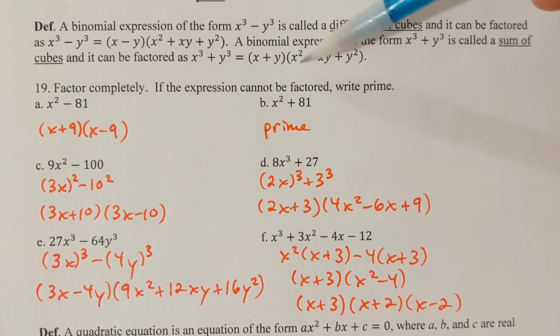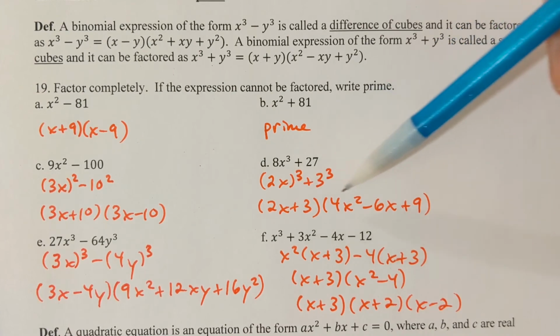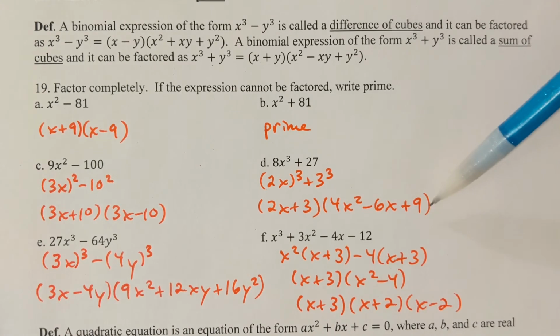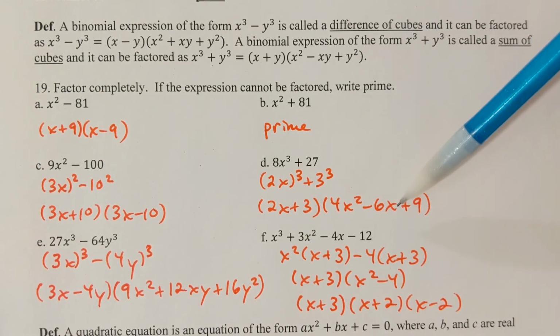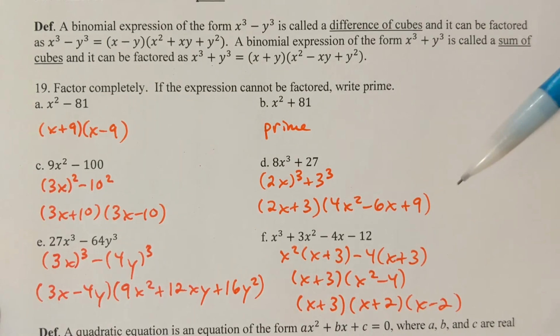In the trinomial part, this part here, I'm going to square the first term. 2x squared is 4x squared. And then at the end, I'm going to square the last term. 3 squared is 9. And then to get the term in the middle, I multiply 2x and 3 to get 6x.